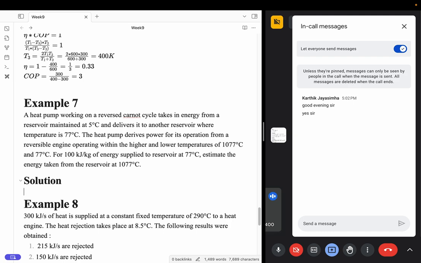A heat pump working on a reverse Carnot cycle takes in energy from a reservoir maintained at 5 Celsius and delivers it to another reservoir where the temperature is 77 Celsius. The heat pump derives power for its operation from a reversible engine operating within the higher and lower temperatures of the same, 1077 and 77. For 100 kilojoule per kg of energy supplied to the reservoir at 77, estimate the energy taken from the reservoir at 1077. So this is also similar to the previous one, but here, instead of having a common sink, we have something else.